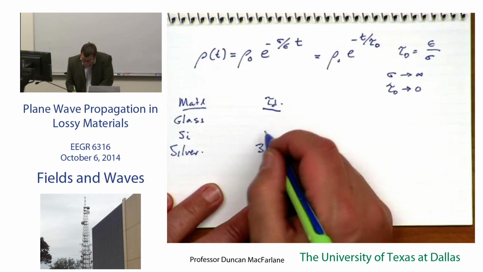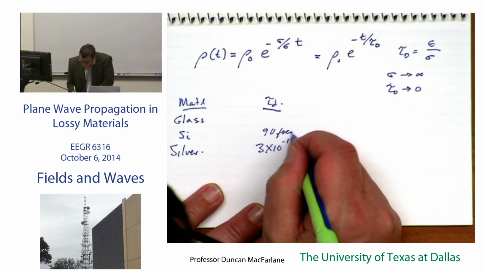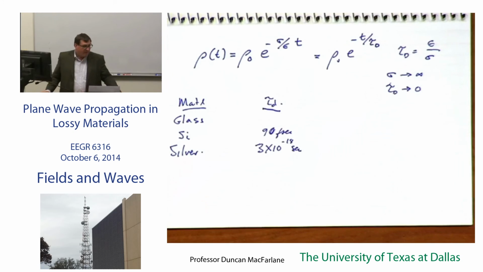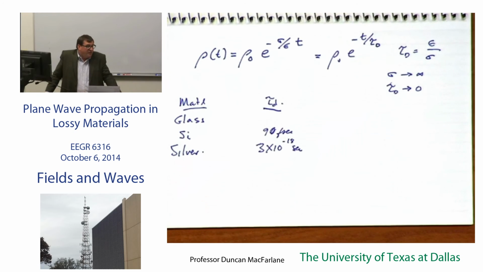Silicon is about 90 femtoseconds, which is a heck of a lot faster than your 50 meg, right? But 90 femtoseconds, those type of delta functions have been around for a couple decades now. So not too hard to get to on that.